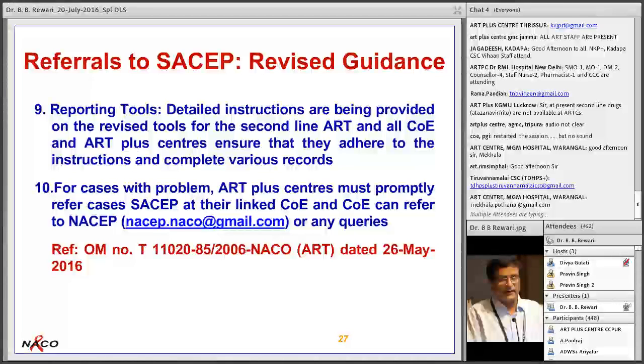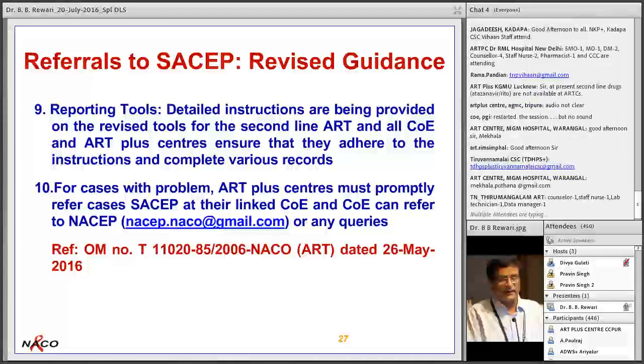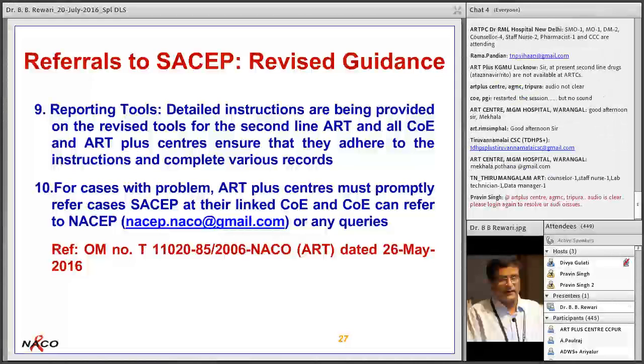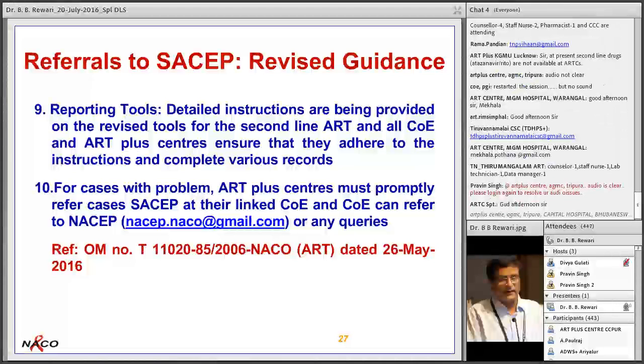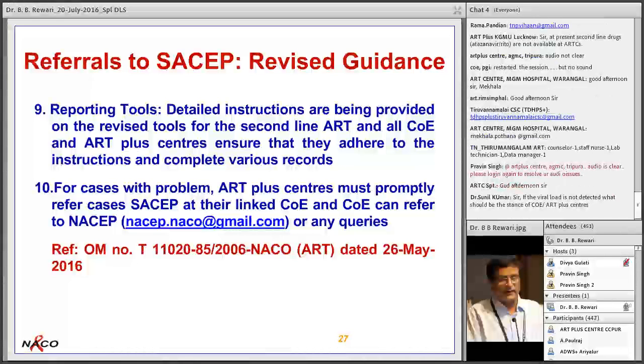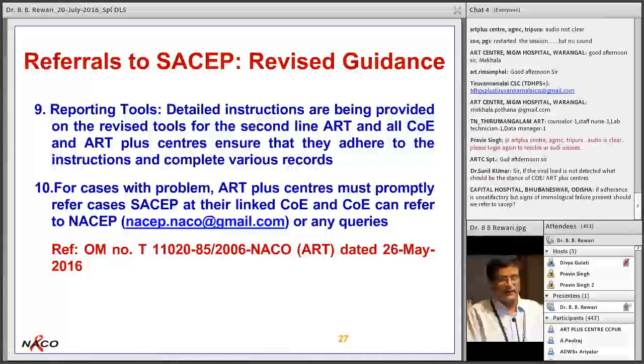Again, this is very important. ART Plus do not have to refer any case to SACEP. ART Plus has to refer all cases to their SACEP at their linked COE. All 520 ART centers are linked to 87 odd ART Plus centers, which are linked to COE. So the linkage is ART center to ART Plus to COE. And if the COE has any problem, they can refer their query to SACEP. This has been very clearly conveyed in the Office Memorandum of 26 May 2016. If you have not got it, please ask your data manager why it has not been given.